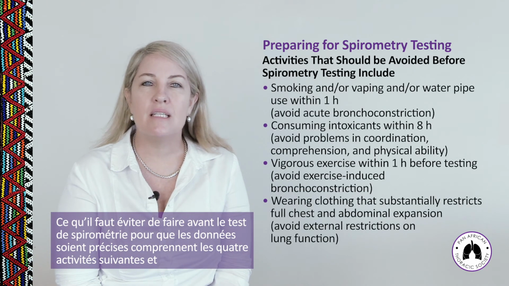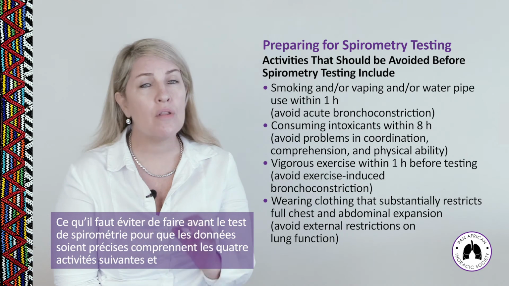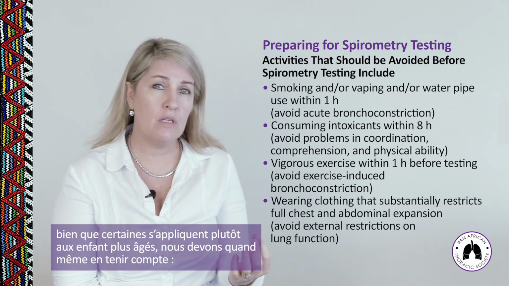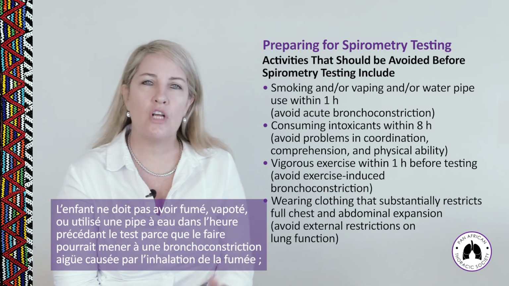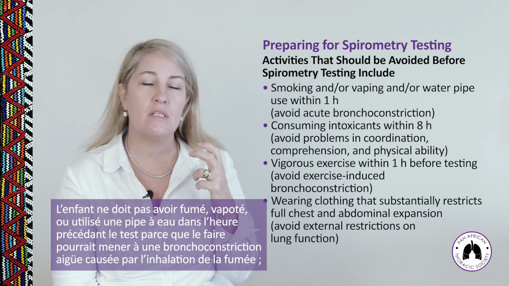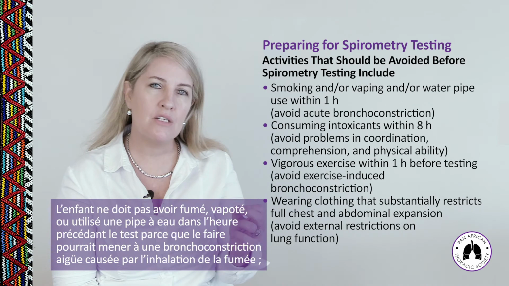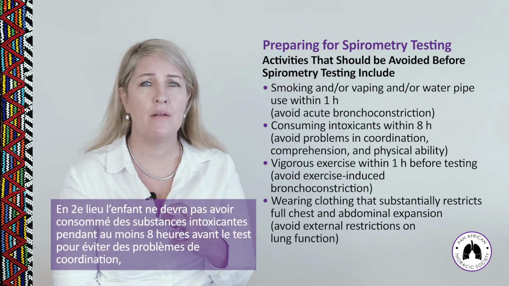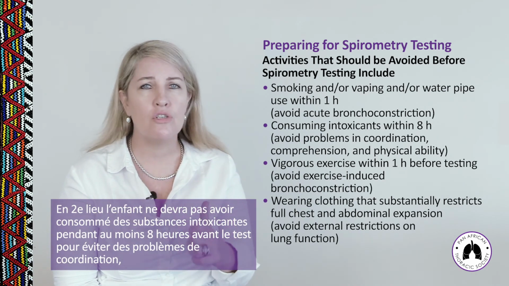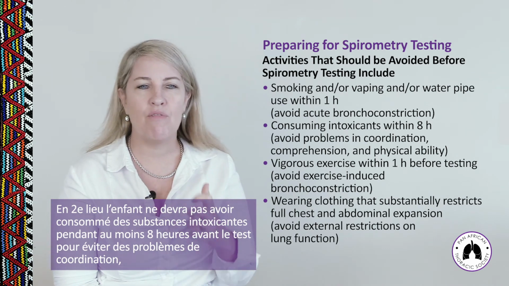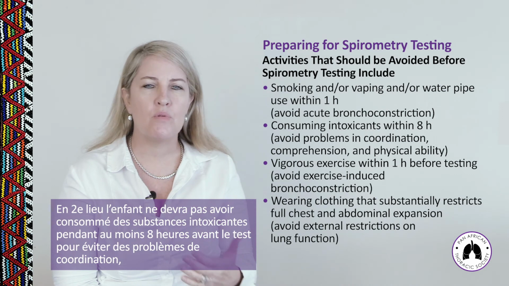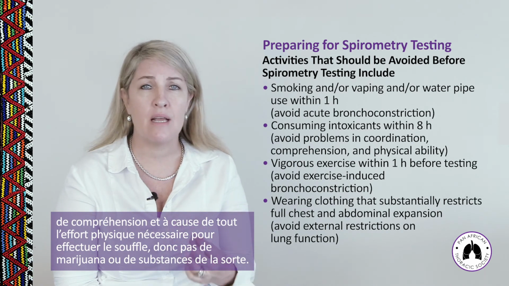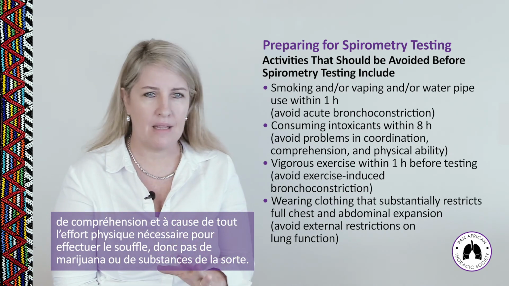So now some of the activities that need to be avoided before spirometry testing so that the end result is correct are these 4 things. And a lot of these apply to the older children, but we have to pay attention to this. So the child should not have smoked or vaped or taken a water pipe within at least 1 hour prior to testing, because if they do this, it can cause acute bronchoconstriction due to smoke inhalation. The second thing is that they should not have consumed any intoxicants within 8 hours before testing. So that would be to avoid problems with coordination, comprehension, and the whole physical activity and the effort required to actually undertake the blow. So no marijuana, nothing like that.